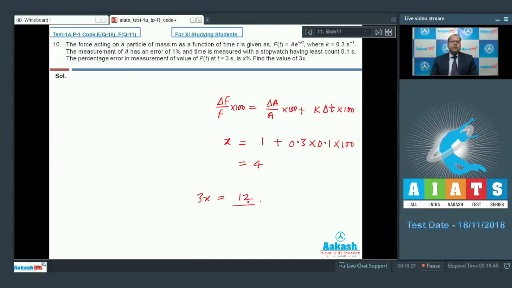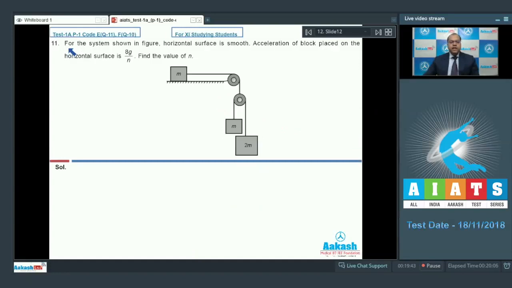Let's move to question number 11. In question number 11, for the system shown in the figure, the horizontal surface is smooth. The acceleration of the block placed on the horizontal surface is 8g by n. Find the value of n. So it is given in the question that this surface is smooth and it is horizontal.